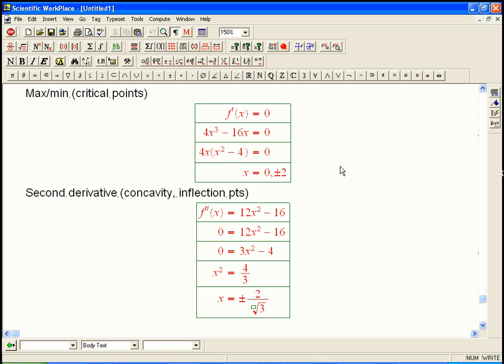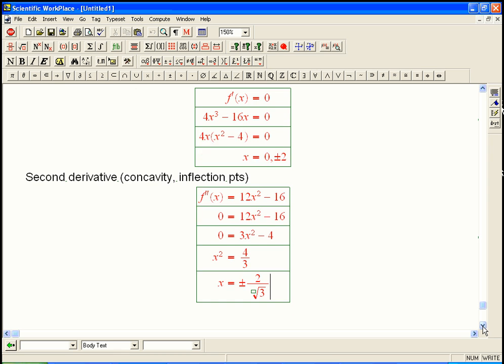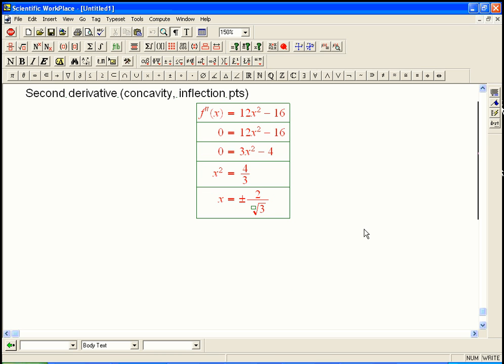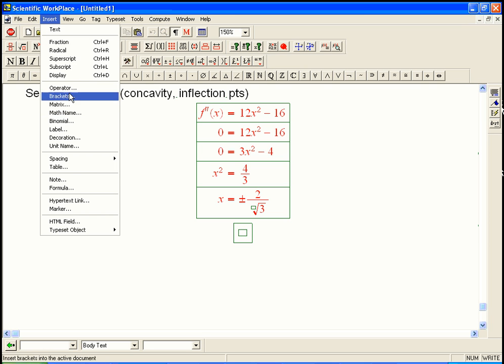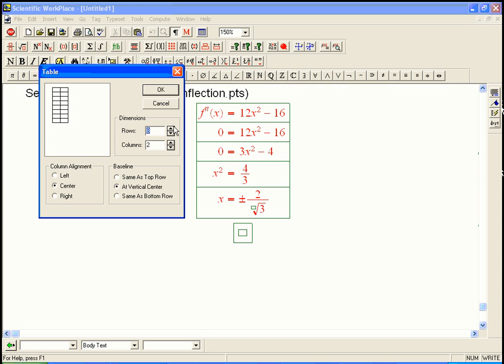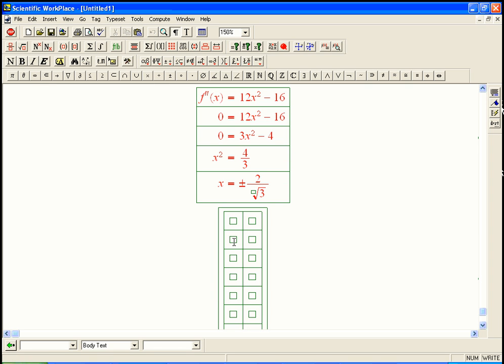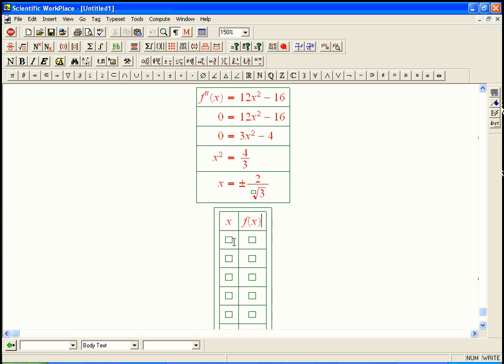And then the question is, do we need a full sign chart for this thing? We can actually get away without it. It'd be a good idea to make a full sign chart for the first derivative and this for the second derivative. But sometimes we can get away without it. Let's actually just plot these points. Let's make a table. Let's say f of x.